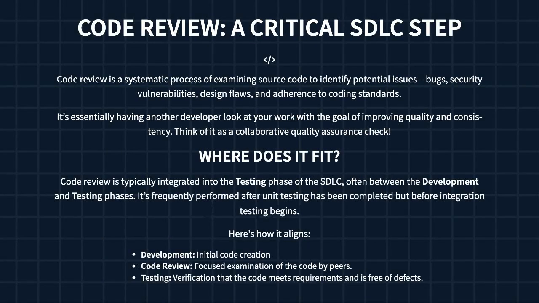Okay, let's talk about code review. It's a huge part of building solid software. Basically, it's when another developer takes a look at your code to find potential problems before they become bigger issues. It's not just about finding bugs, it also helps ensure the code is readable, maintainable, and follows our team's guidelines. Code review typically comes after you've written the code yourself and done some initial testing like unit tests, but before you start more comprehensive integration testing. It really sits right in the middle of development and testing, acting as a vital quality control checkpoint.